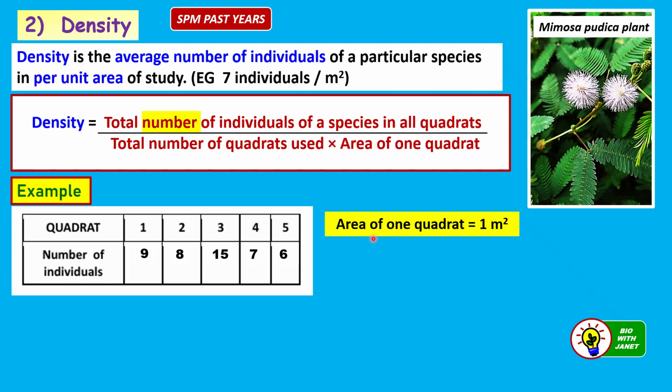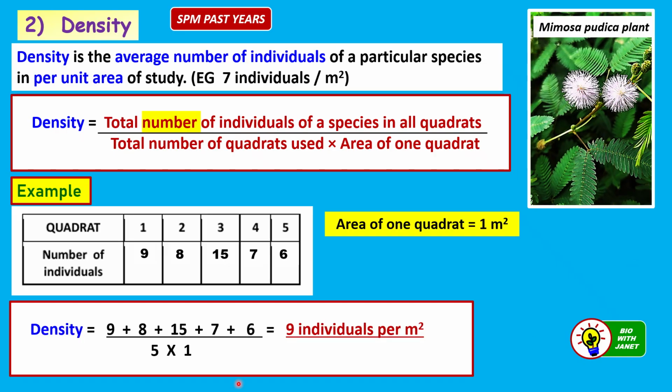So assuming that the area of 1 quadrat is 1 meter squared, can you calculate the density based on the results here? Try it yourself first, and then we'll discuss in a short while. Right, so what's your answer? Density equals 9 individuals per meter squared. Let's see how to calculate that.